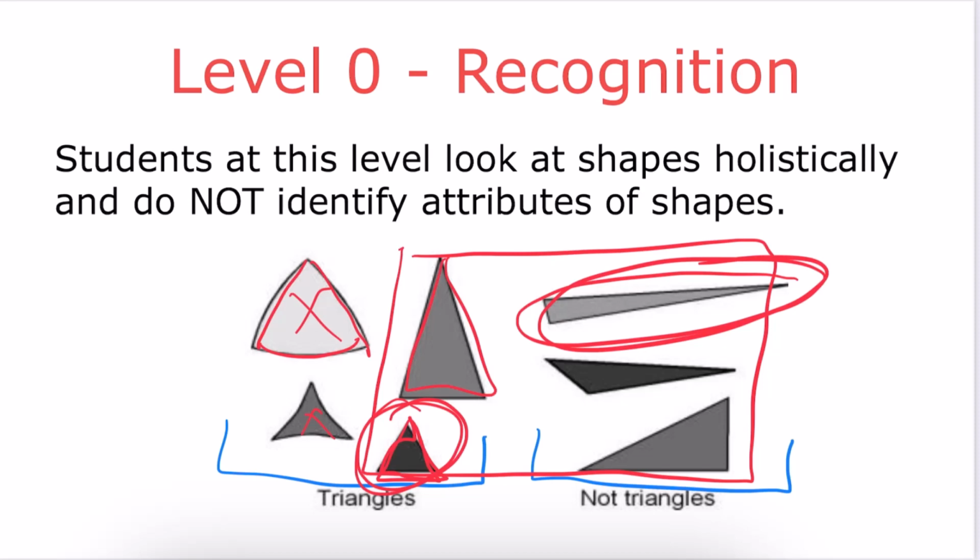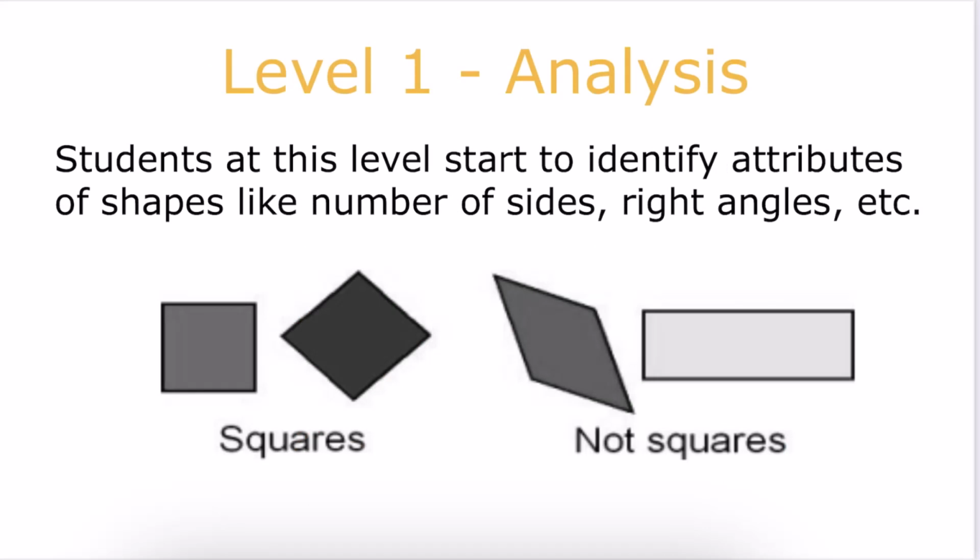But if you want to help your kindergarten students move to the next level, you can help them start identifying the individual parts of the shapes, because the next level is the analysis step. And students at this level will identify attributes of shapes, like how many sides does it have? Are the sides straight? What are the angles? Do you have 4 angles or do you have 3 angles? Are they right angles or are they different types of angles?